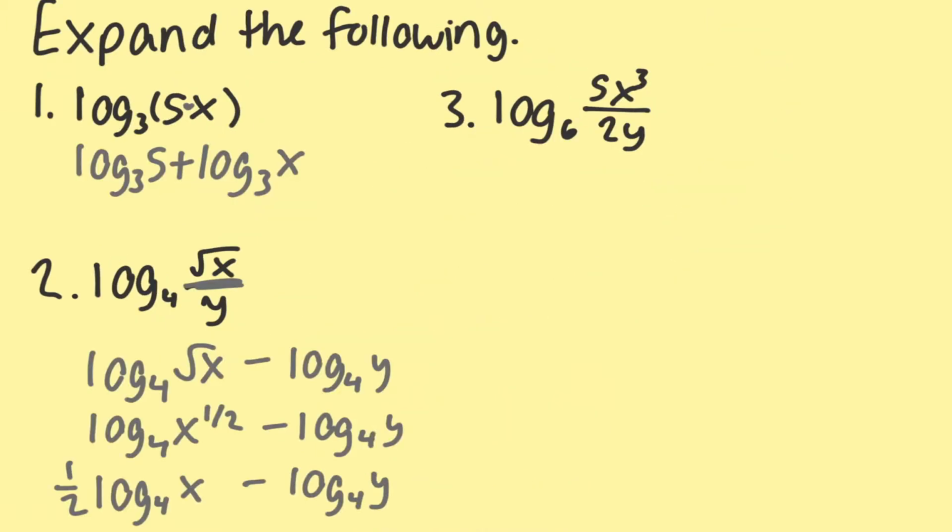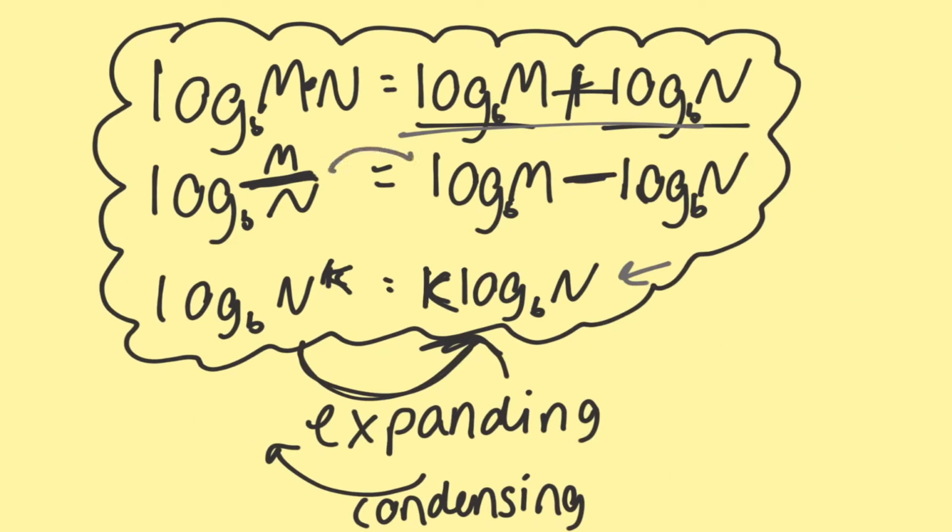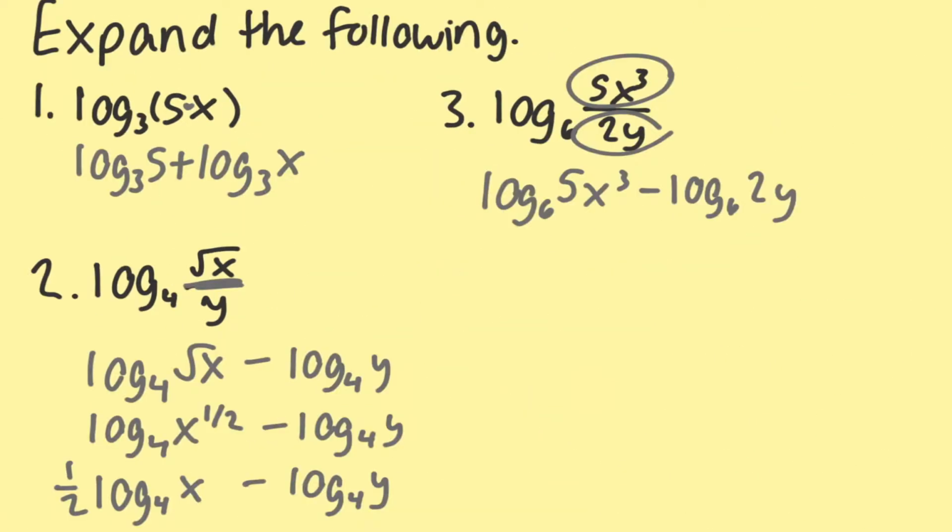This next one we have something divided by something, which means when you expand, when you're dividing, you subtract, but we can still keep going. There's an exponent here. We don't want to take out the exponent yet because the 3 is only applying to the x, but 5 is being multiplied by x cubed. So let's expand that by adding the 2.